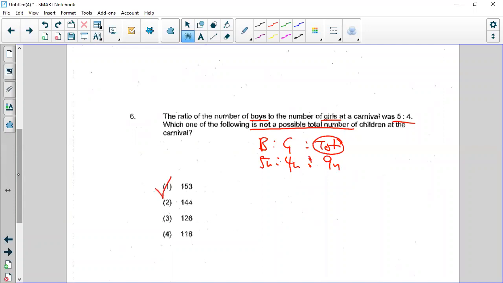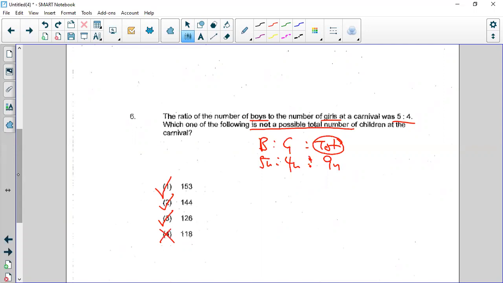All right. Can 144 divide by 9? Also can. Possible total. All right. And can 126 divide by 9? Also can. Can 118 divide by 9? Cannot, right? Because it gives you a decimal or a remainder.